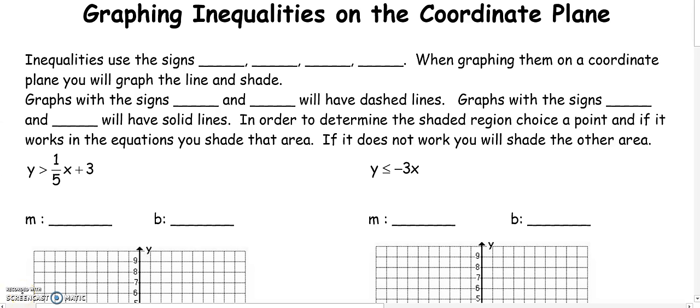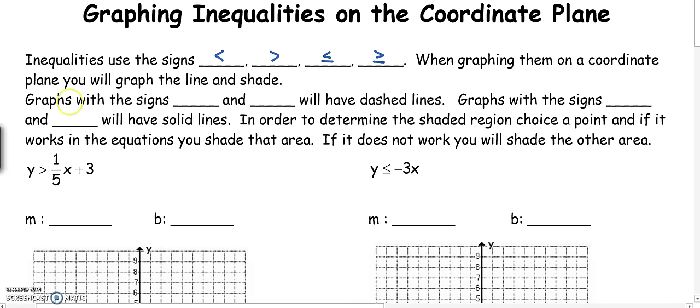This video is about graphing inequalities on the coordinate plane. So when I graph inequalities, I can use the signs less than, greater than, less than or equal to, or greater than or equal to. When I graph them on a coordinate plane, I also have to worry about graphing the line and shading.